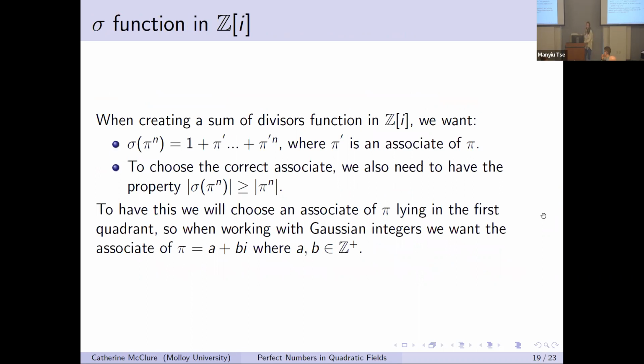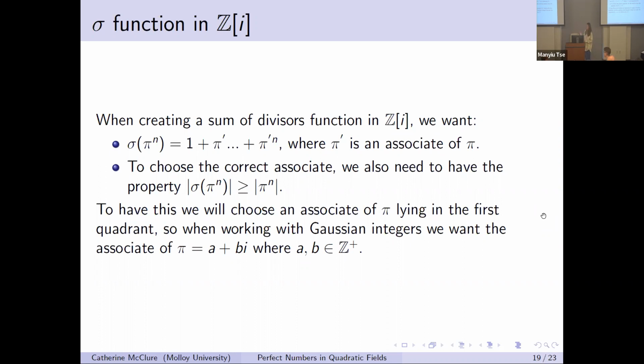So now we want to create a sum of divisors function in the Gaussian integers, but what we want is the same type of properties that we have in our regular integers for it to work nicely. So if we have sigma of pi to the n, where pi is prime, we want it to be equal to the same thing we have in the integers: 1 plus pi, all the way up to pi to the n. But obviously pi is an associate of its unit multiples, and we have all these different units that we pull out.